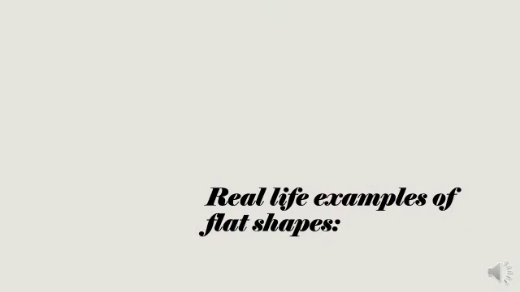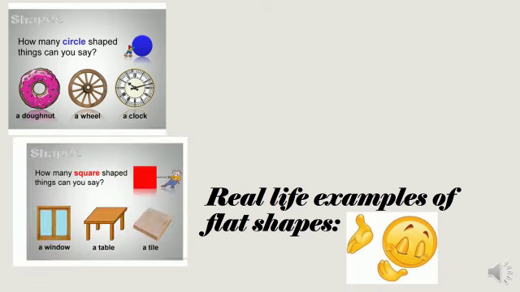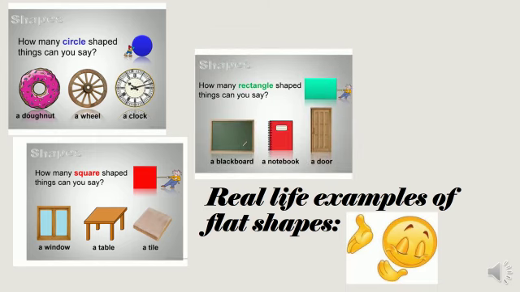Real life examples of flat shapes. How many circle shaped things can you say? In real life, we can see a donut, a wheel, a clock in the shape of a circle. How many square shaped things can you say? We can see a window, the surface of a table, and a tile in the shape of a square. How many rectangle shaped things can you see? We can see a blackboard, a notebook, a door in the shape of a rectangle.